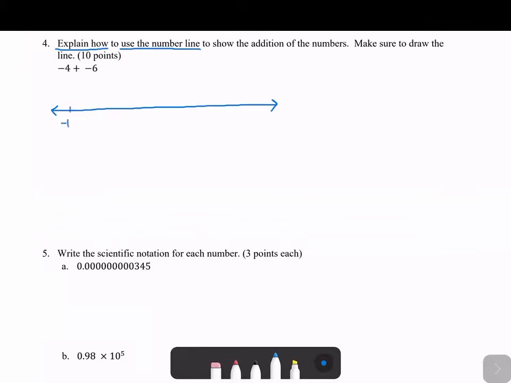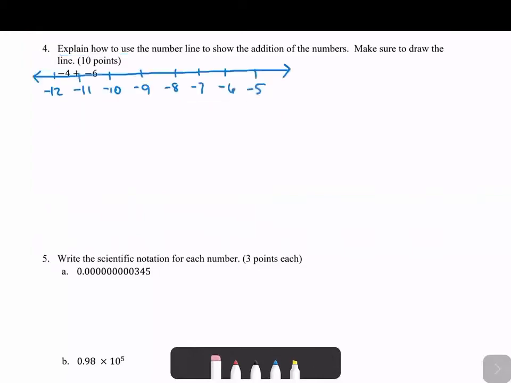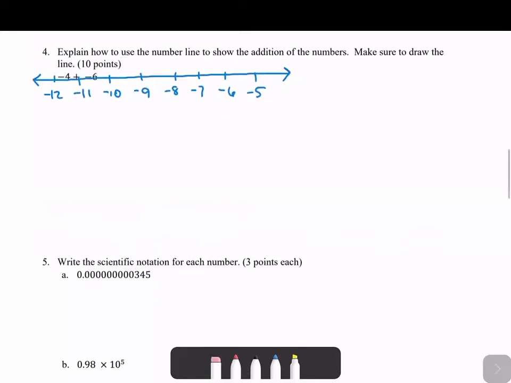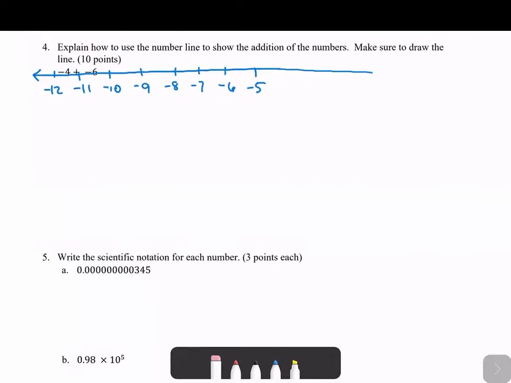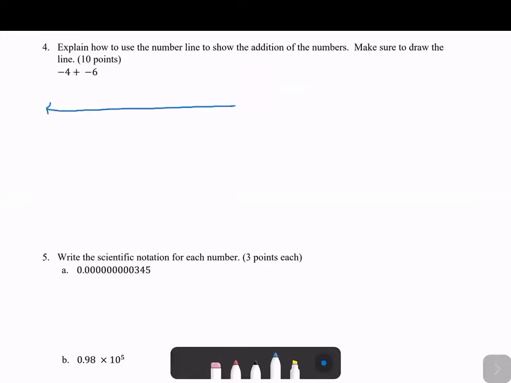be. So I'm going to start here at negative 12, 11, 10, 9, 8, 7, 6, 5. Sorry about that. 5. Oh no, sorry, it shook it and everything kind of got off. So let me start over here. So we're drawing our number line. And I'm going to start at negative 12.